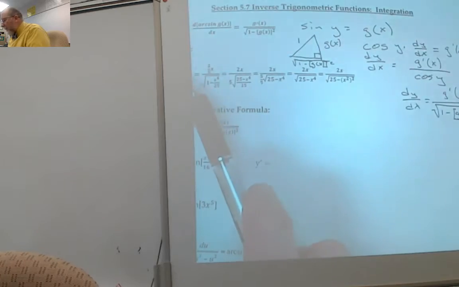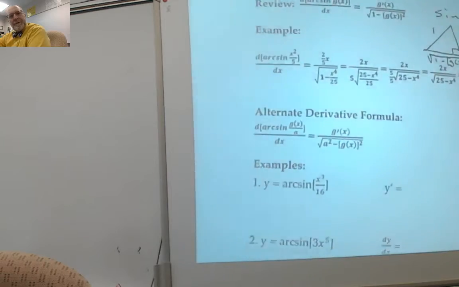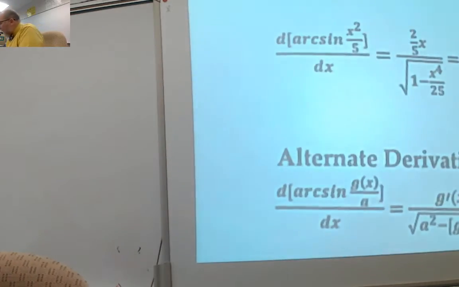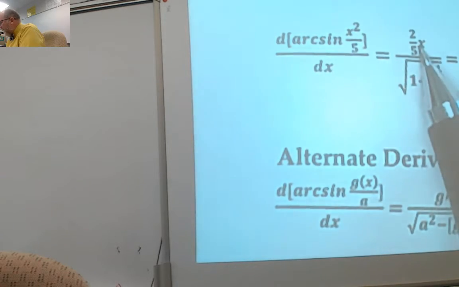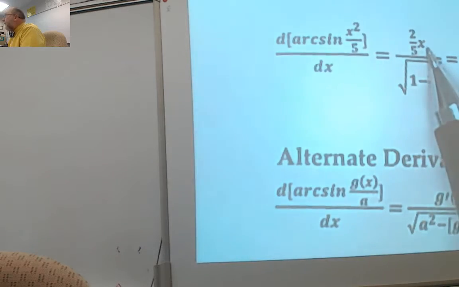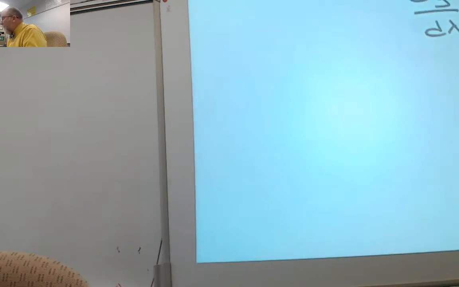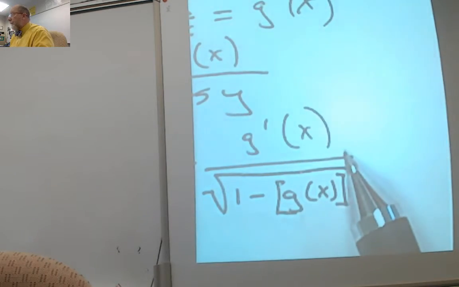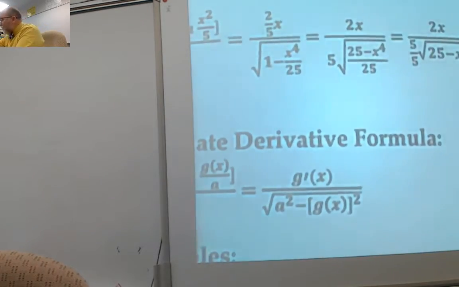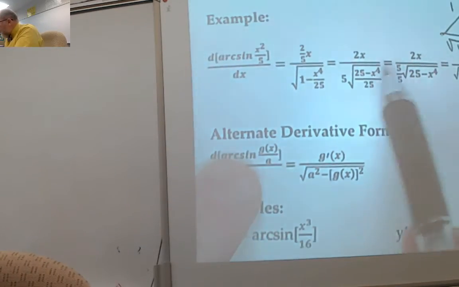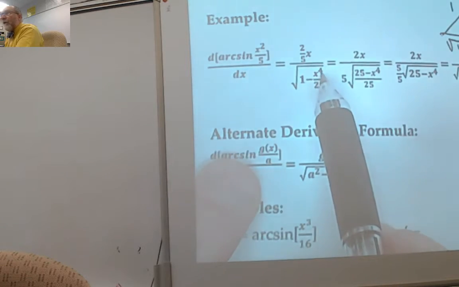Here's an example. Here's what g of x is. It's x squared over 5. So if I take its derivative, it's going to be on top. It's going to be 2/5 x. That's g prime of x right here. Down here, I put in g of x and I squared it, and that's where I get x to the 4th over 25.